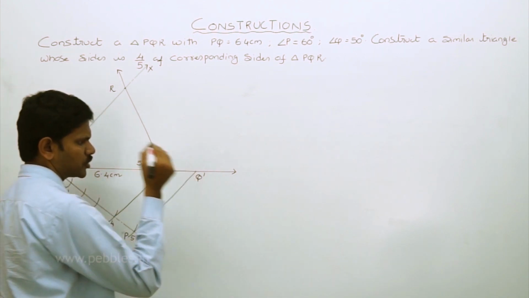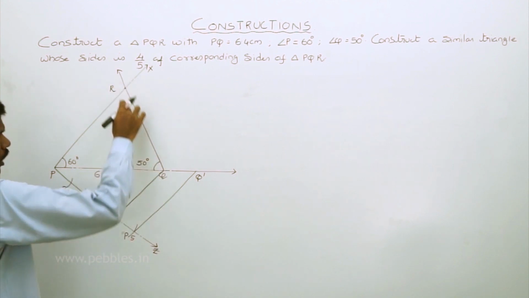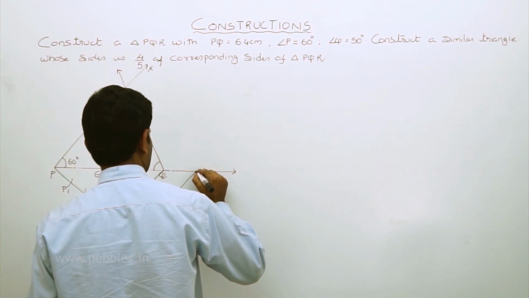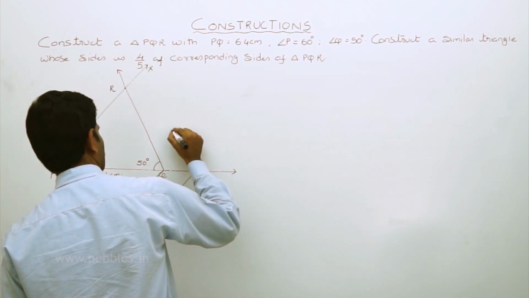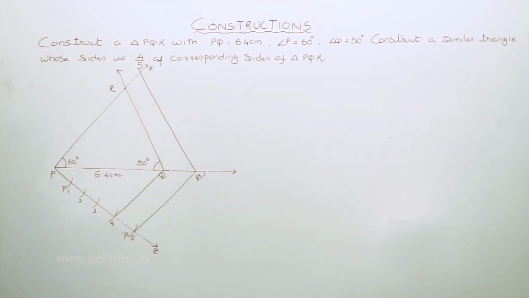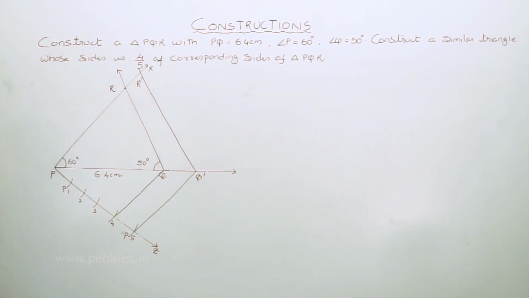Which touches at Q'. Now through Q' draw a parallel line to RQ, which meets at R'. Therefore PQ'R' is the required similar triangle of triangle PQR.